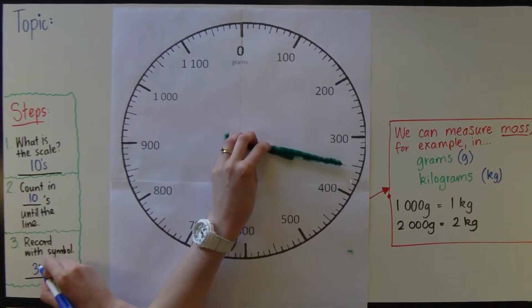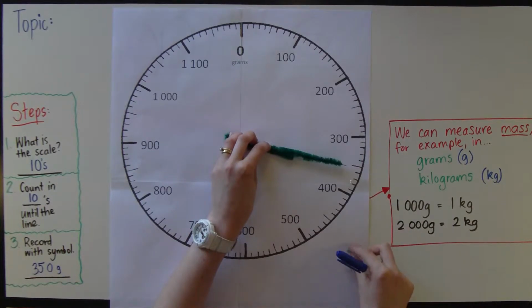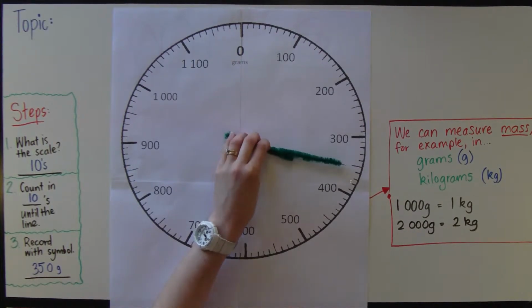It's very important that you have this at the end, grams, or the g, the symbol there. If you don't, we don't know what you have actually measured in, and it shows that it's in mass.